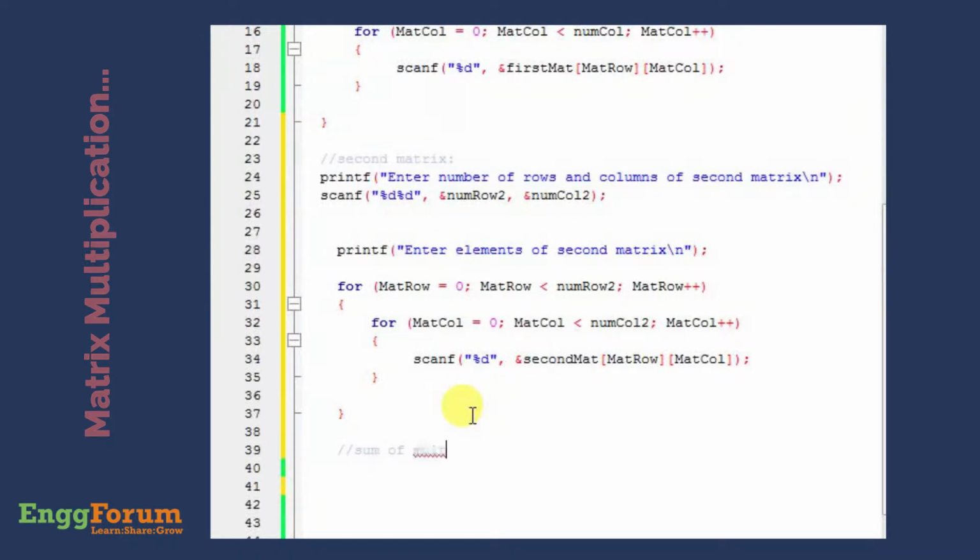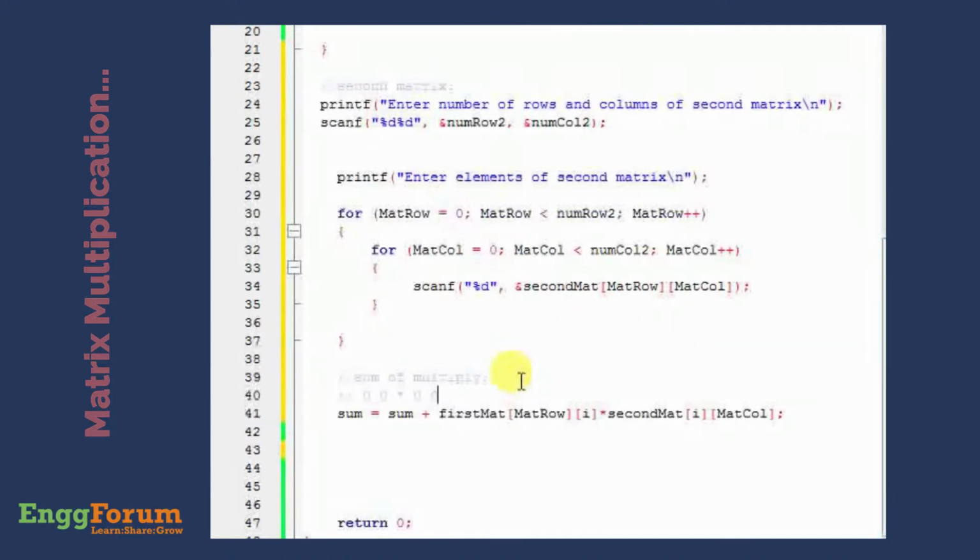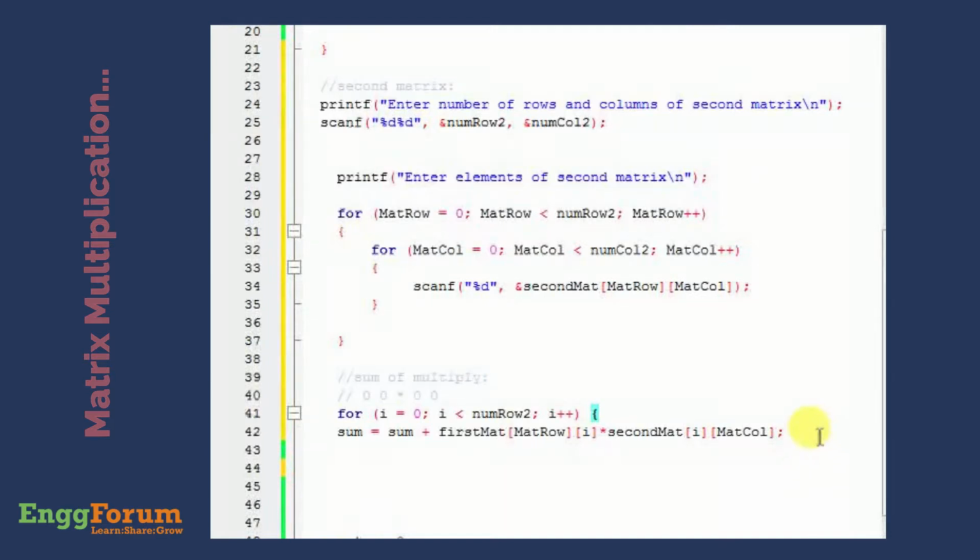Now get the value at first mat 0 0. Multiply it with second mat 0 0. To get values as above, place a for loop. Initialize variable I with 0. Let the loop iterate till I less than numRow2. Here, variable I will be used as the column index of first mat, and also, the same value will be used as the row index of second mat.